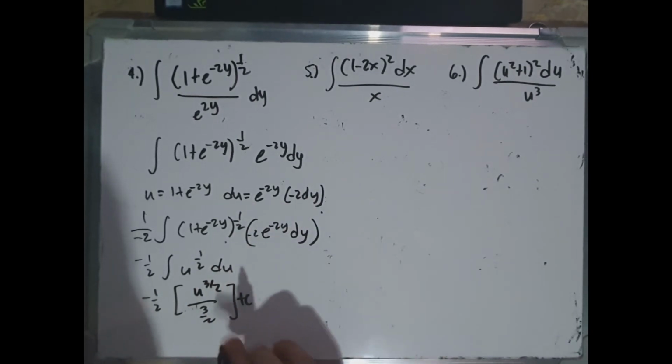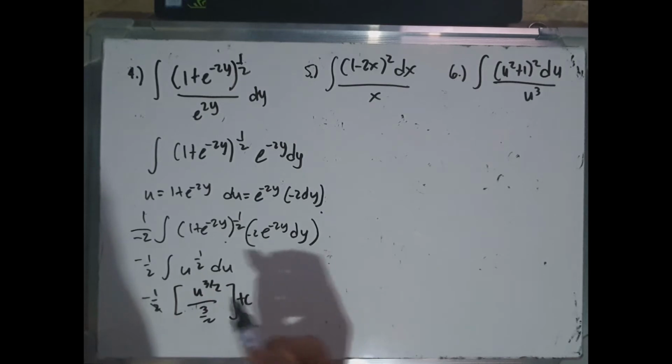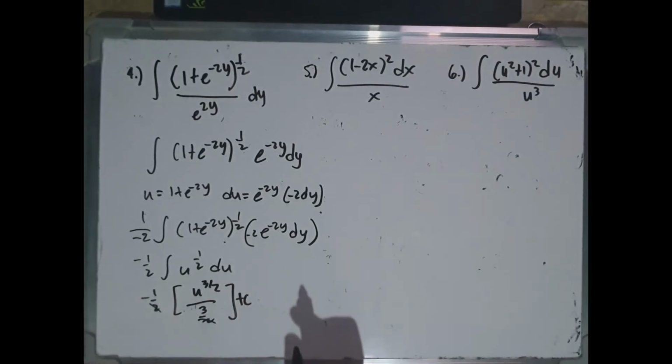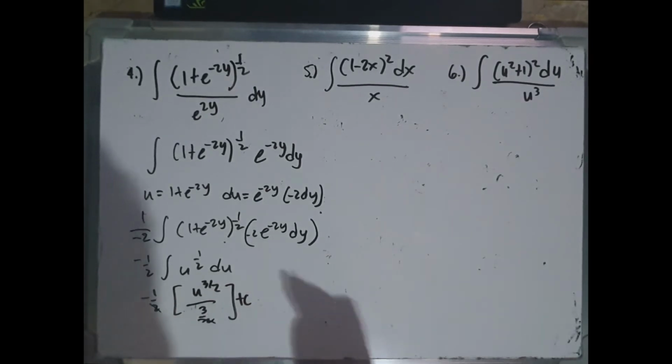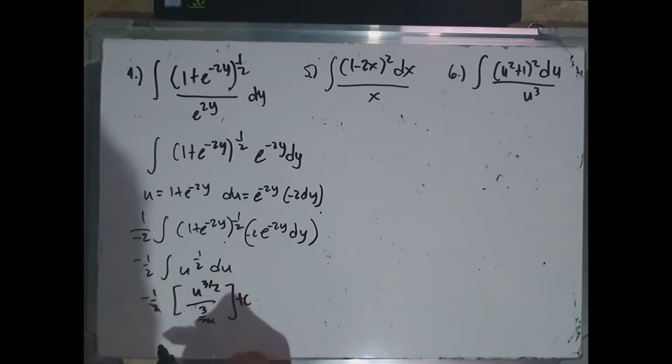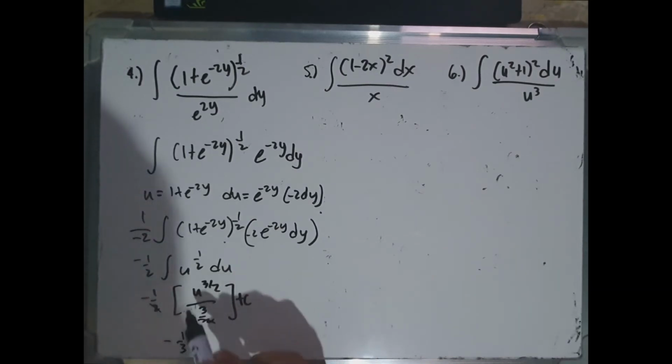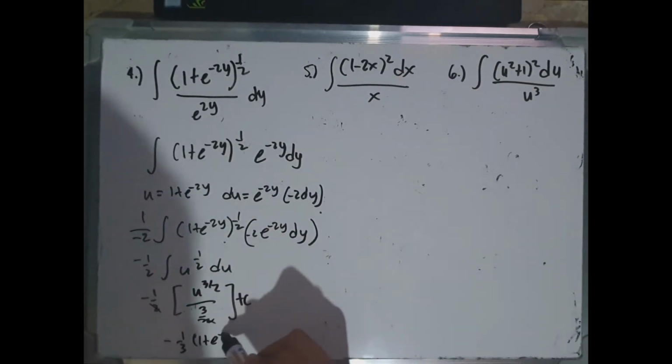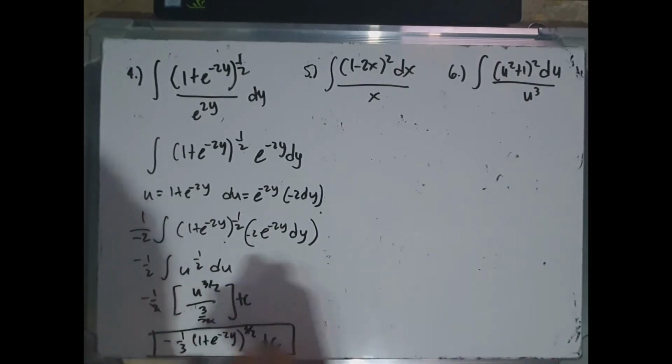Okay, so canceling negative 1/2, and we have 2. So we now have the result of negative 1/3. The u is 1 plus e raised to the power of negative 2y, raised to the power of 3/2 plus c. Our final answer.